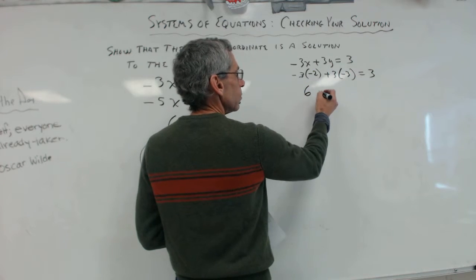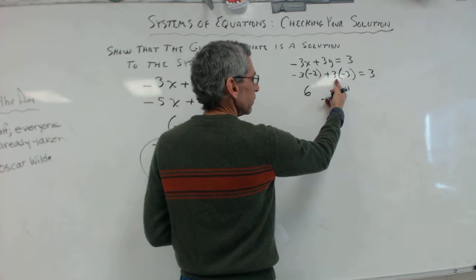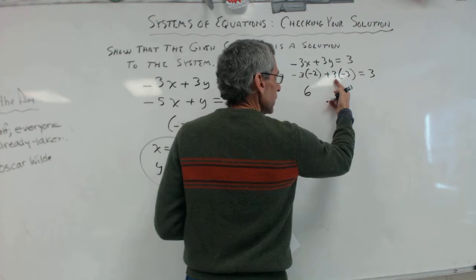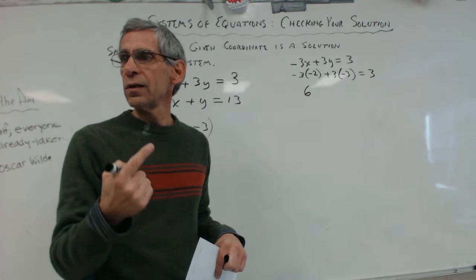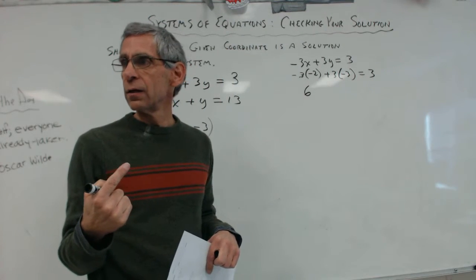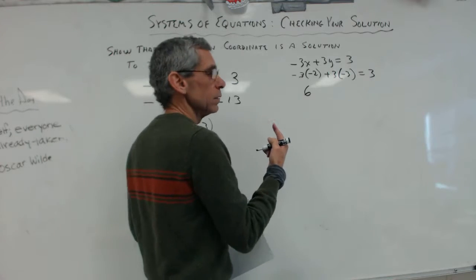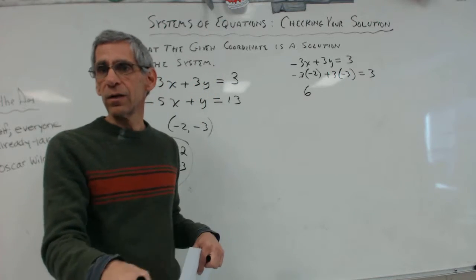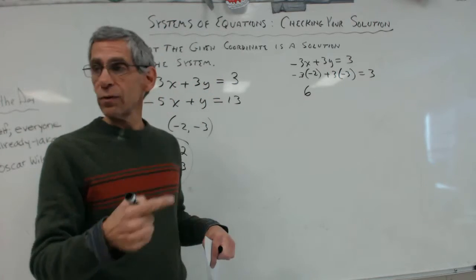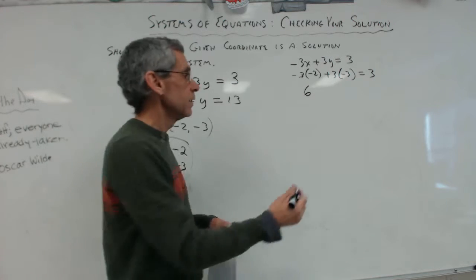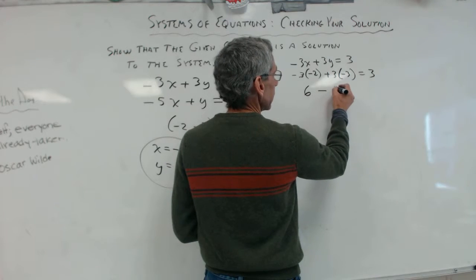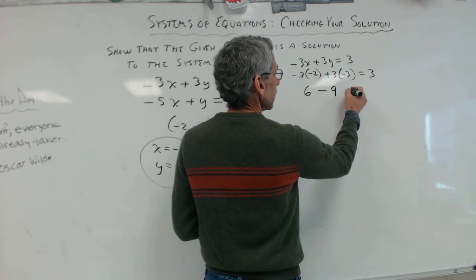Okay, what is positive 3 times negative 3? Negative 9. This is a video, okay? What is positive 3 times negative 3? Negative 9, so I'm going to write minus 9, or negative 9, equals 3.